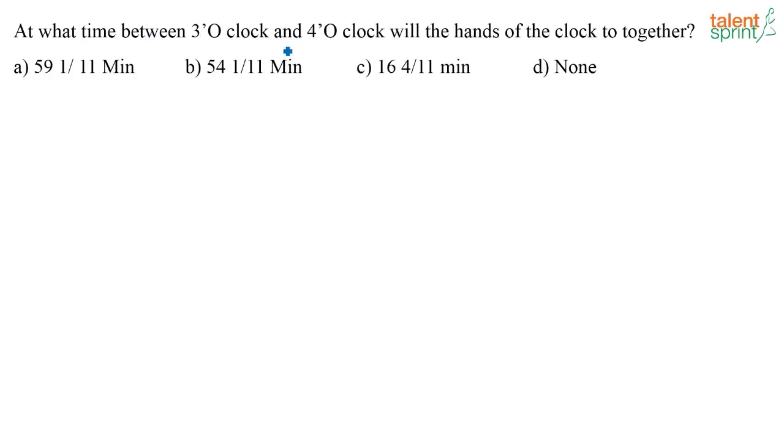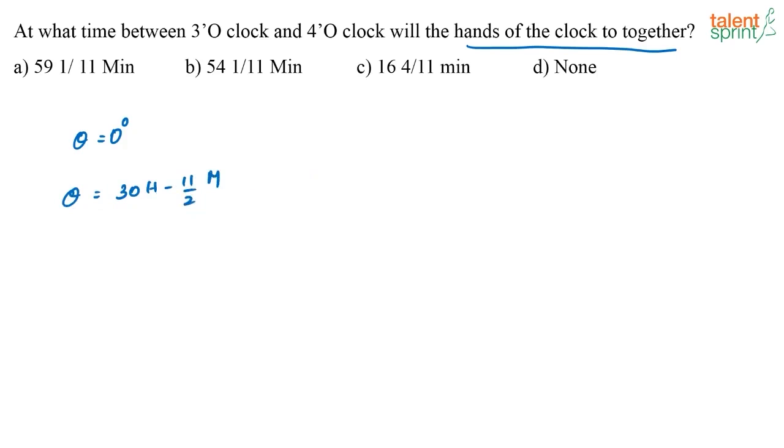At what time between 3 o'clock and 4 o'clock will the hands of the clock be together? So what are they asking here? They are asking when will the hands of the clock be together between 3 o'clock and 4 o'clock. Together means the angle between the hands of the clock is nothing but 0 degrees. When will that happen? If we use the formula that we have learned, theta is equal to 30h minus 11 by 2m.